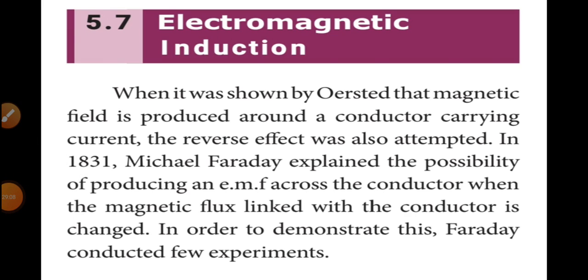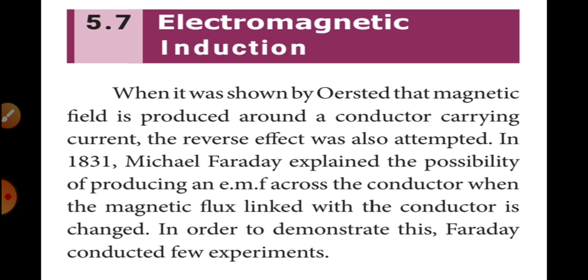Next, 5.7 electromagnetic induction. It was shown by Oersted that a magnetic field is produced around a conductor carrying current, and the reverse effect of the magnetic field was also attempted by scientists. So a current-carrying conductor has a magnetic field, and then the reverse effect, meaning they have tried the reverse of this.